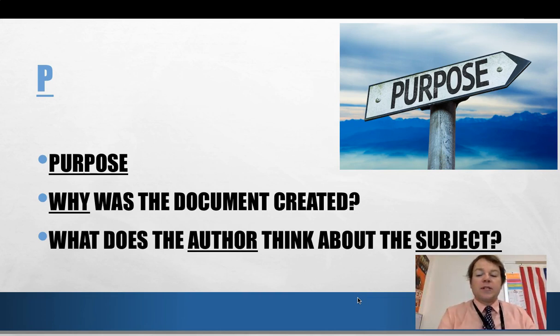When you think about the purpose, this is the hardest thing for 7th graders to grasp. What does the author think about the subject? So, if your document is a letter from George Washington to Alexander Hamilton about the government, your purpose is going to be, what does George Washington, who's the source, think about the government? What is he trying to tell Alexander Hamilton? That's your purpose, why the document was created.